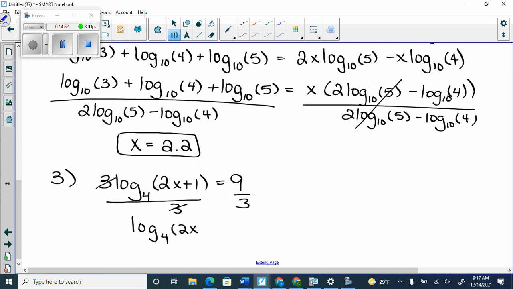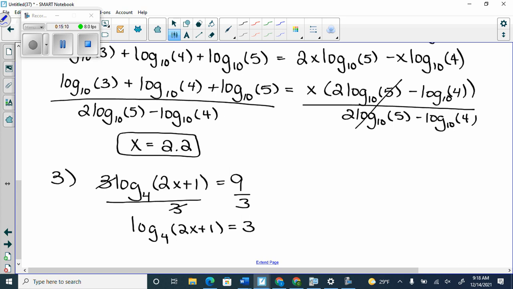Now remember, beside a log or in a base, what can't I have? I can't have negatives. I can't have a negative beside my log or in the base, correct? So a question they could ask you is what are the restrictions. All you do is take whatever's beside the log and say it has to be greater than 0. It just needs to be positive, correct? And if it was in the base, same thing. It would just have to be greater than 0.